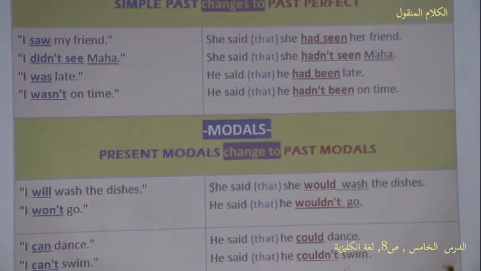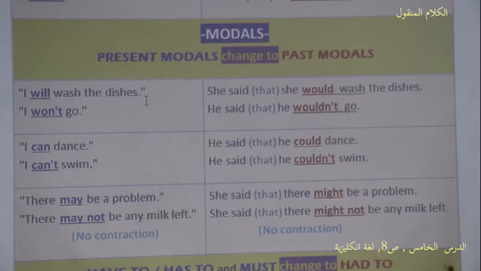Now, what about modals? In this case, we change them to the past. I'll read some examples for you. I will. So when you report this modal verb, you use she would. I will, she would, for example.